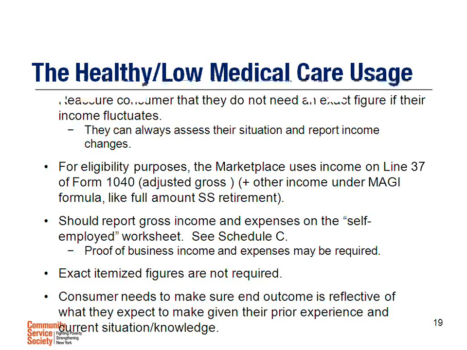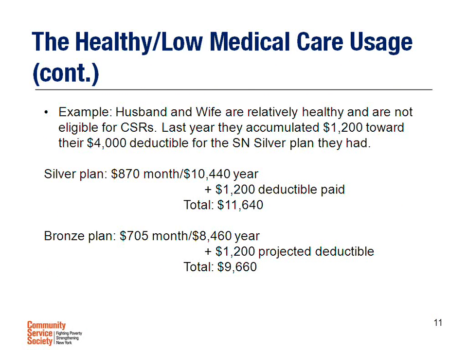You do want to ask them, obviously, how much they spent or accumulated towards the deductible the previous year, right? Because if they did meet their deductible, then obviously going to a bronze plan from a silver may not be the best thing depending on their needs. And you want to compare that amount with the premium saved if they were to select a plan.